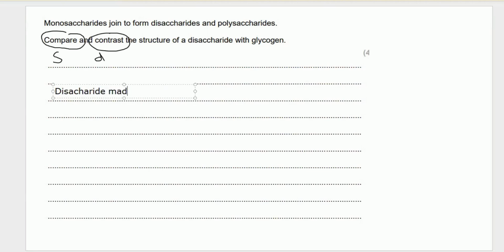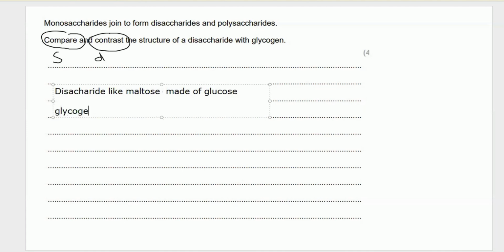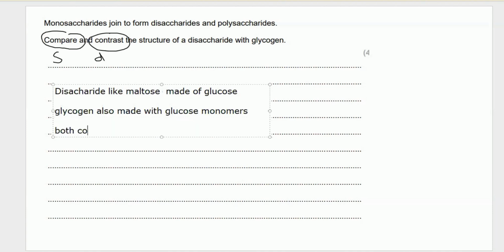All right, so don't spell disaccharide like that, but a disaccharide is made of two monomers, two monosaccharides. If we're talking about maltose, it's two glucose. We could be talking about sucrose as a disaccharide, in which case it's made of glucose and fructose, or lactose, which is glucose and galactose. So it does depend which disaccharide you're talking about. I'm just going to mention maltose here. It's made of two glucose monomers.